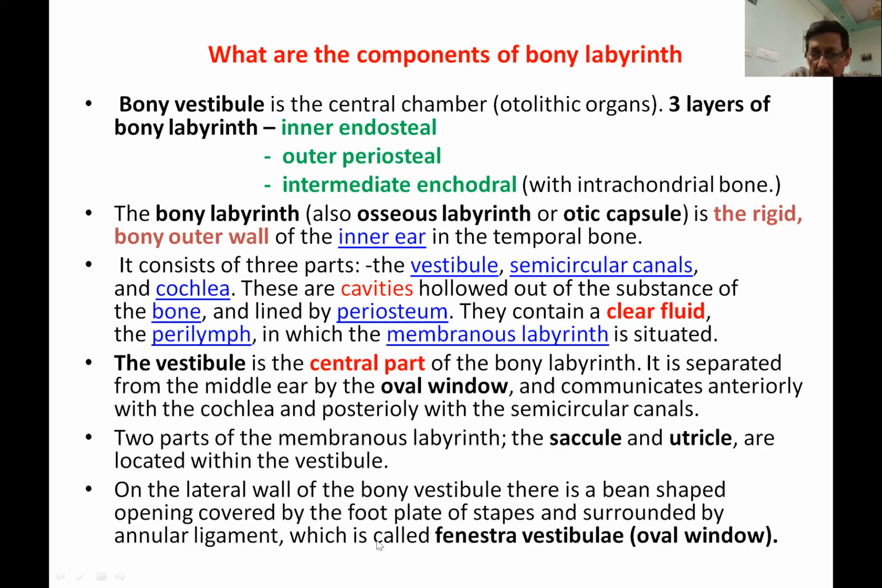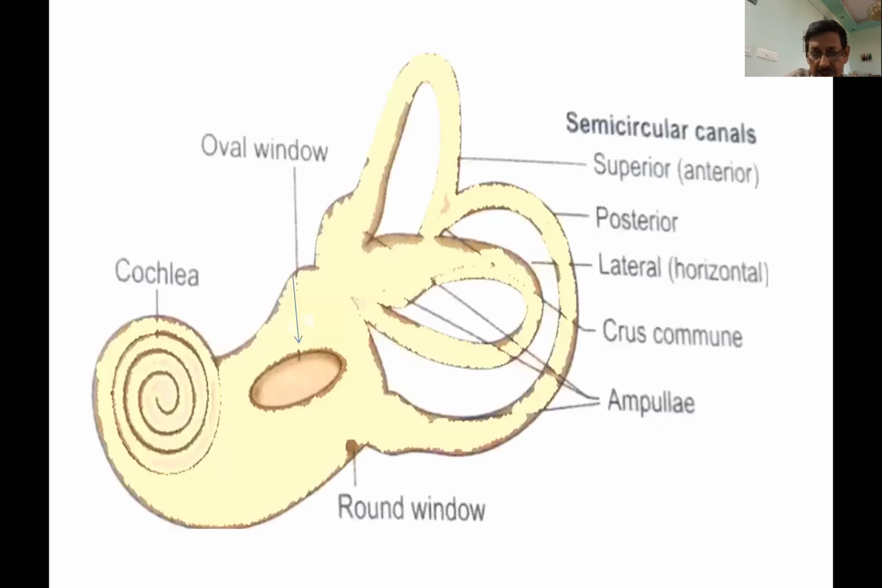On the lateral wall of the bony vestibule, there is a bean-shaped opening covered by the footplate of the stapes, surrounded by the annular ligament. This is the picture of the bony vestibule. The outer aspect is the oval window covered by the annular ligament. Anteriorly there is the cochlea and posteriorly there are the semicircular canals.